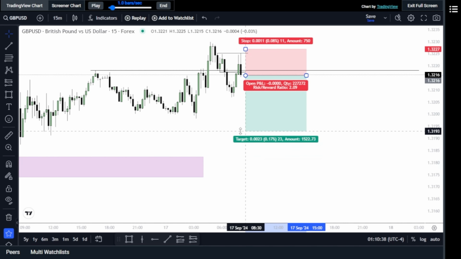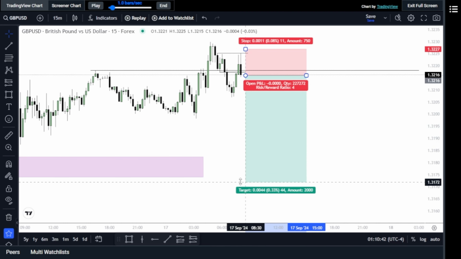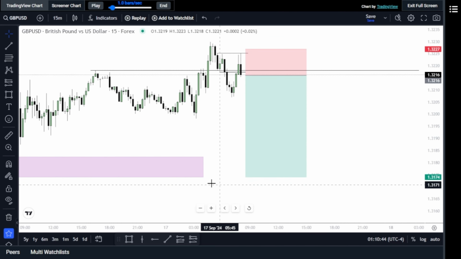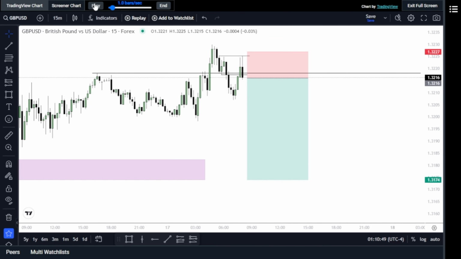I will suggest that when you get to RR, you can close your trade or you can go break even. This is our final target, this 1 hour fair value gap.